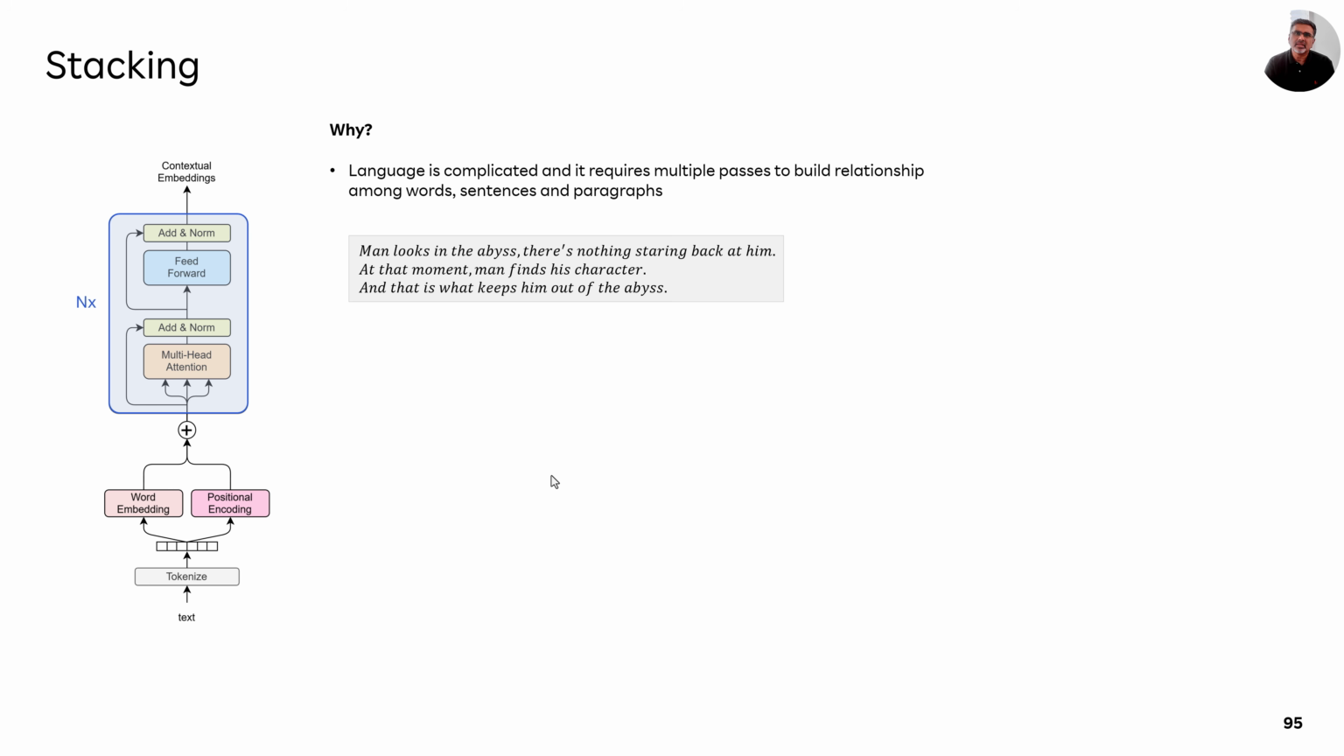They'll say, what does it even mean? To a middle schooler, what does it mean, right? That, okay, nobody's looking back from down the valley to me. What does it mean that I'm finding my character? And then it goes into, and that is what keeps him out of the abyss. Then this one doesn't mean anything either. Why would nobody looking back at me from the bottom of the valley mean that I will not fall into the valley? That could be the literal meaning that a middle schooler can extract from the sentence.